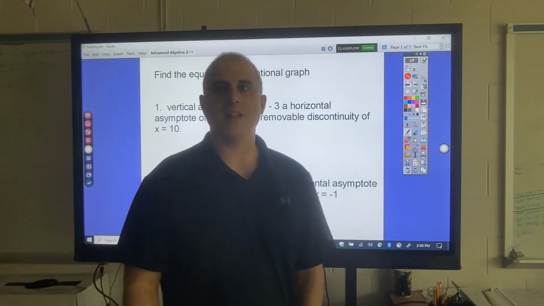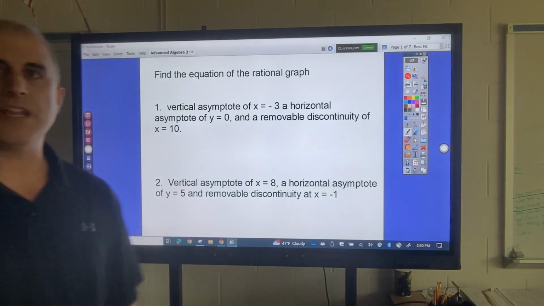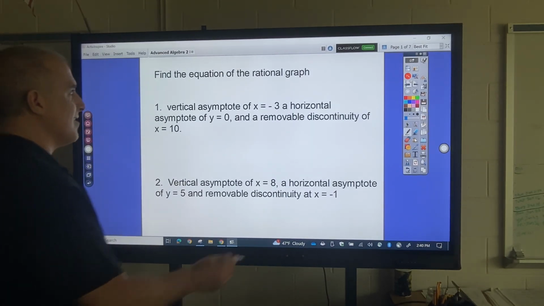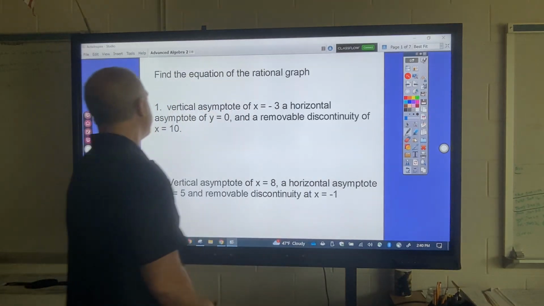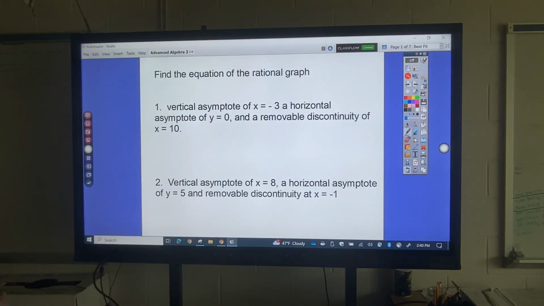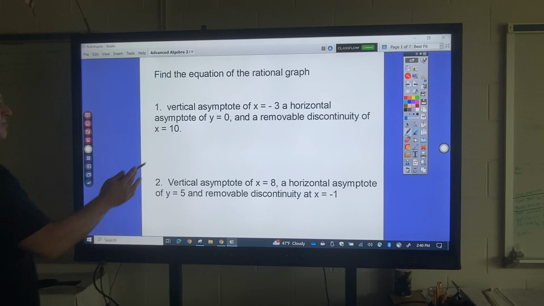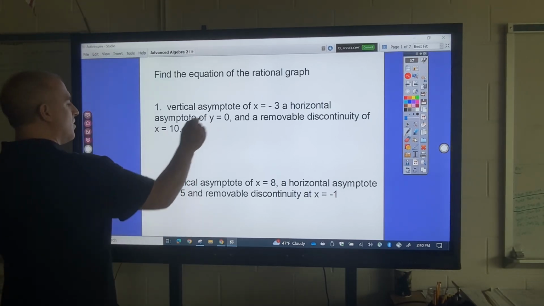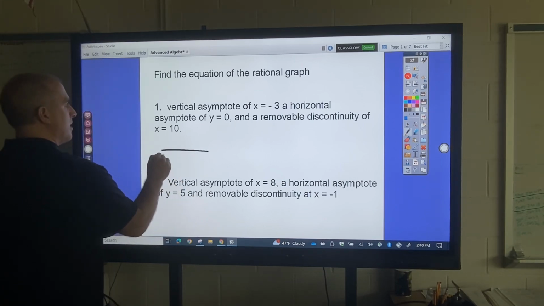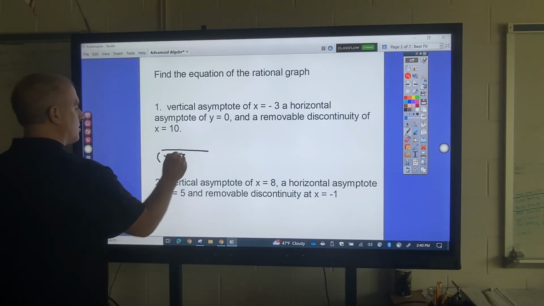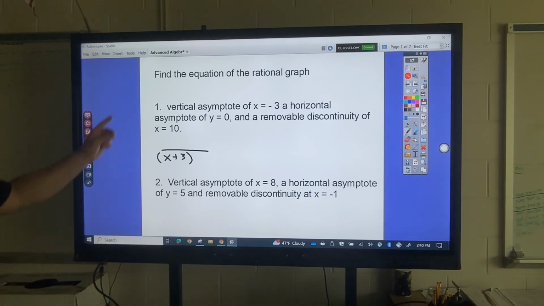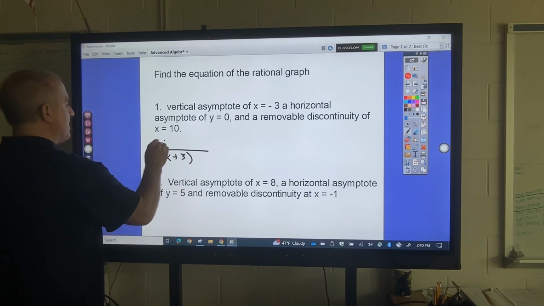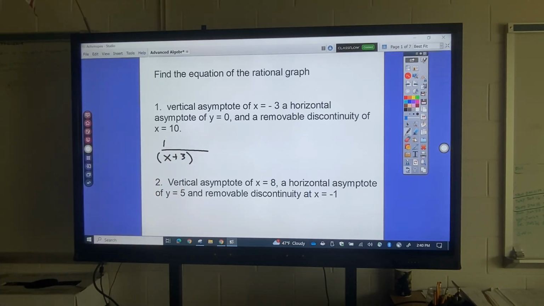Okay, this is going to be lesson 3 in the rationals unit. We're going to find the equations given the characteristics. It says vertical asymptote at x equals -3 and a horizontal asymptote at y equals 0. So a vertical asymptote at x equals -3 would mean that it would have to be x plus 3 in the bottom. All right, how would you have to have an asymptote of 0? Well, that's got to be a 1 there, okay?